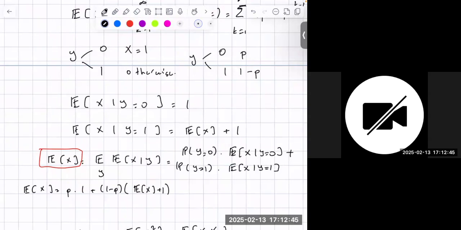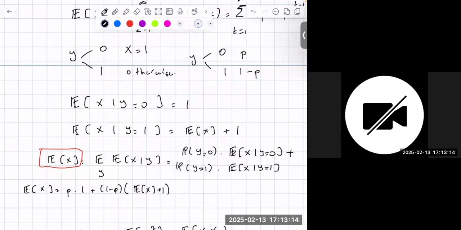Call this, say, some variable A. A equals P plus 1 minus P times A plus 1. You can literally solve this equation and find your expectation of X. Yes. This one, you mean?